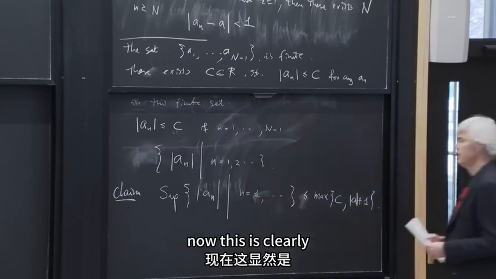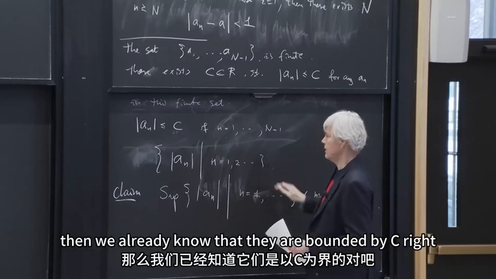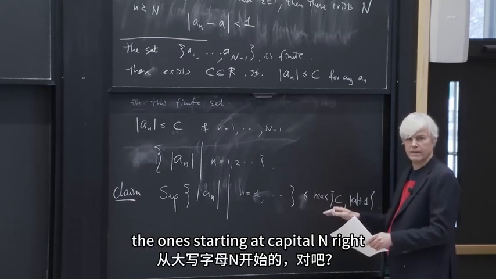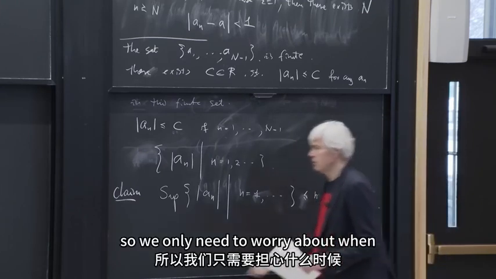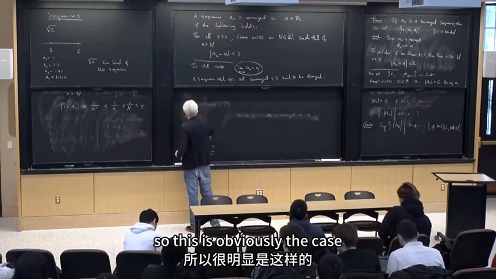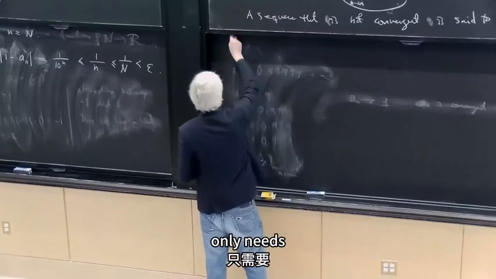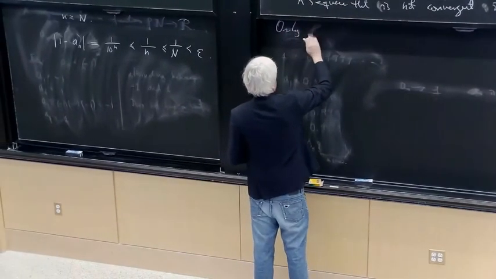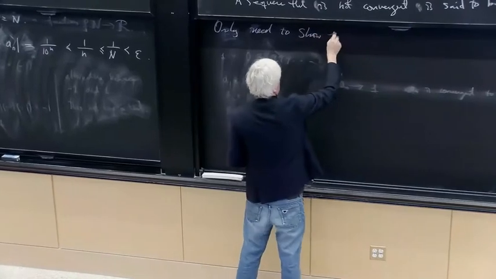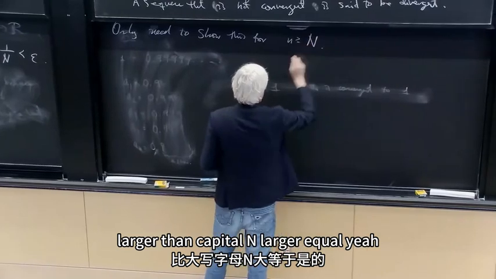Now this is clearly the case for the first capital N minus 1, since we already know that they are bounded by C. So you just need to worry about the ones starting at capital N. So we only need to show this for little n larger or equal to capital N.